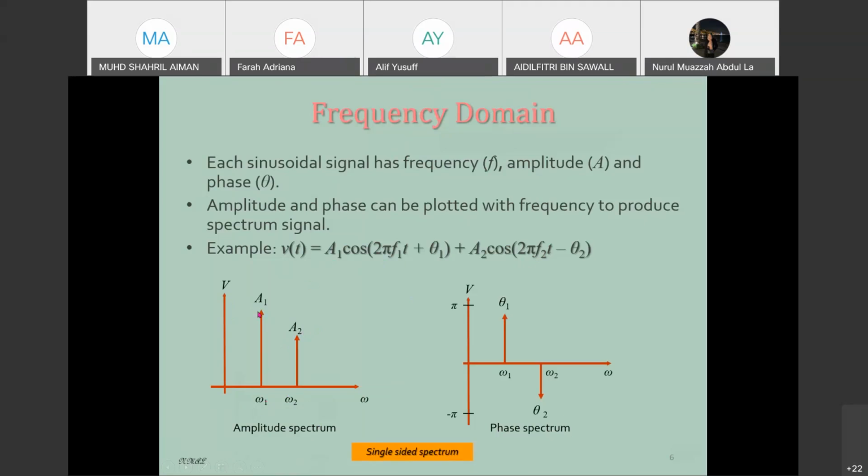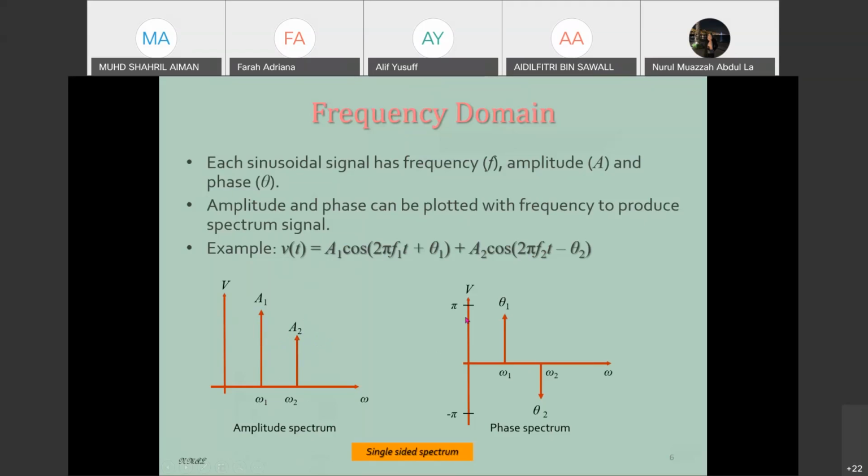So I assume here that A1 is higher than A2. The magnitude is bigger than A2. So I plot A1 higher than A2. But if A1 is 2 and A2 is 3, for example, you plot A1 shorter than A2.